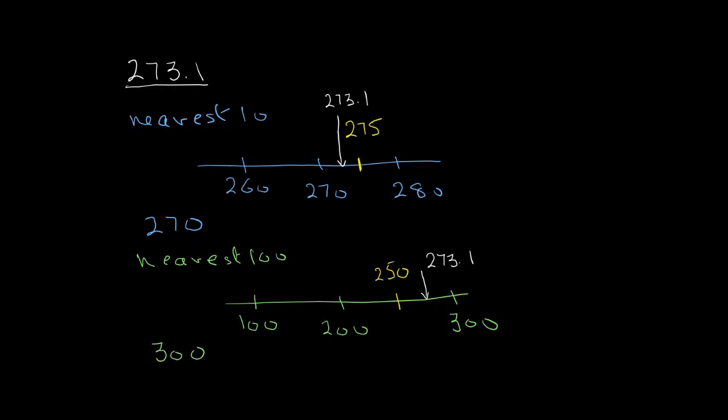Okay. So this is how you approximate it, and as a fun exercise, you can try to see how you would round it to the nearest 1000. Just as a hint, if you skip count by 1000, this is 0, this is 1000. So you're going to have 500 smack in the middle of here. So now you can see where 273.1 is, and you can round it to the nearest 1000, and you can get your answer. Okay.